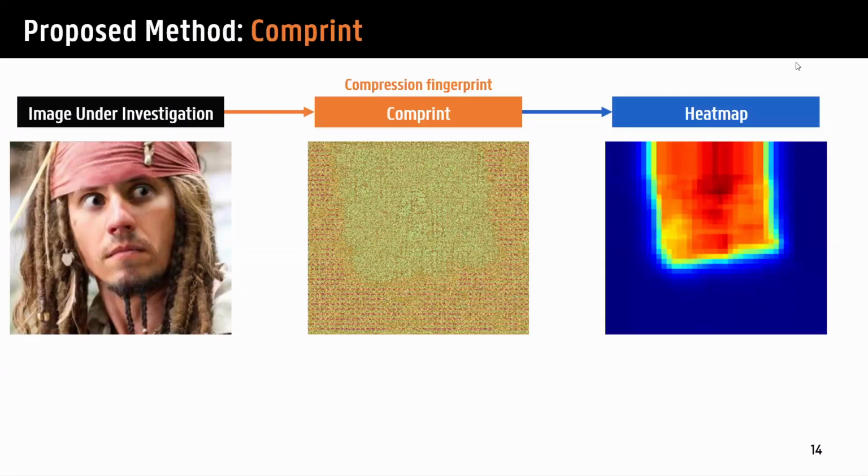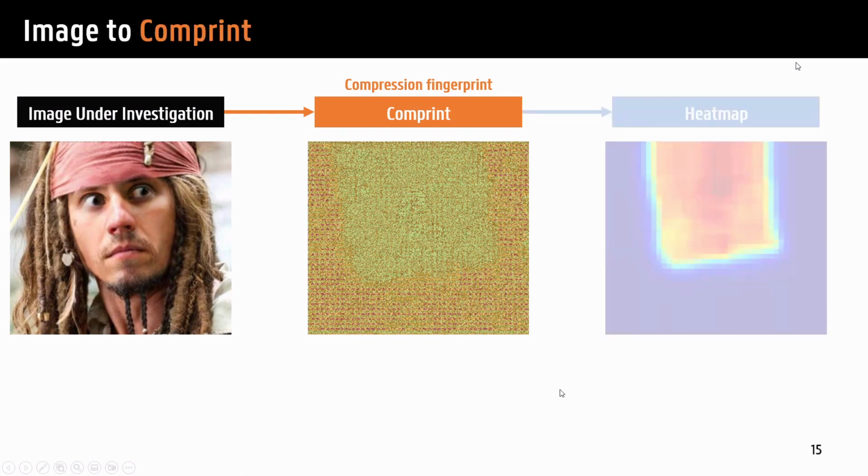And so the Comprint method basically works in a similar way as NoisePrint. When we have an image under investigation, we transform that into a compression fingerprint, where we can, if there is a forgery, hopefully separate 2 regions in the fingerprint. For example, here, that can be transformed into a heat map that states where it's likely to be forged. So let's first look at the first part. How do we transform this image to a compression fingerprint?